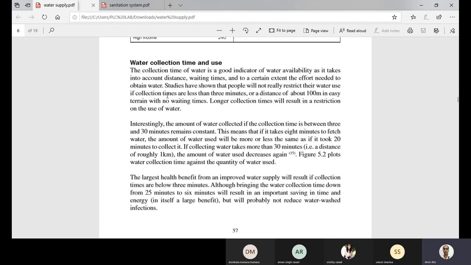Okay, so what are the constraints or the factors which are affecting the water collection, the time and the usage of the water? So distance, at how much distance the water is available. Then waiting times. Okay, the effort needed to obtain water.